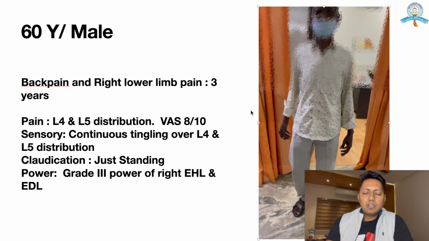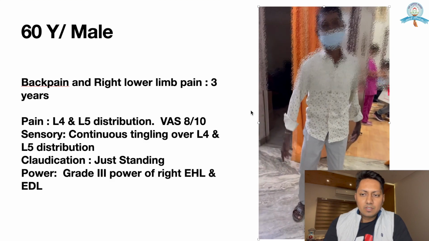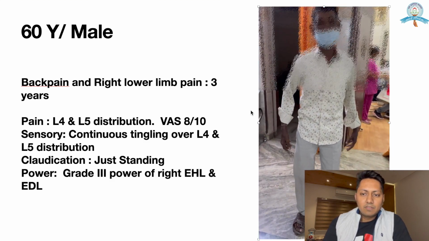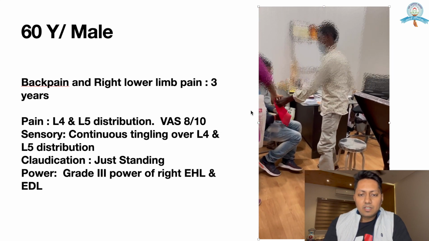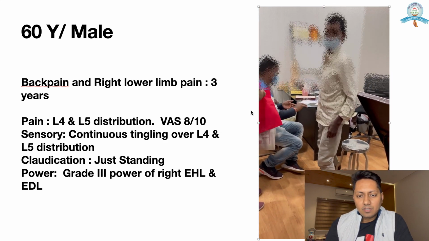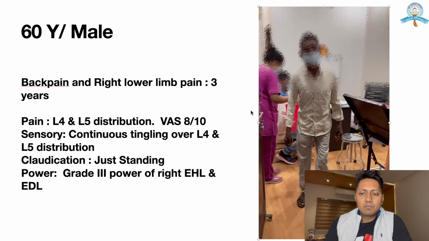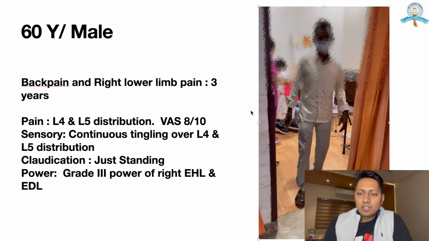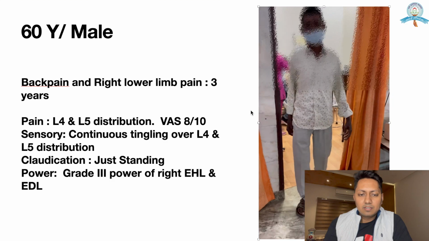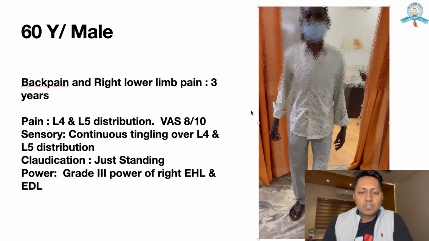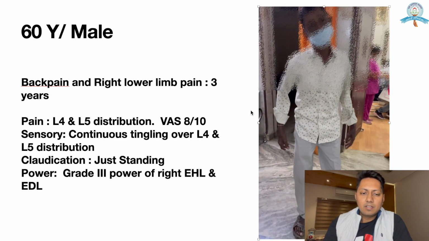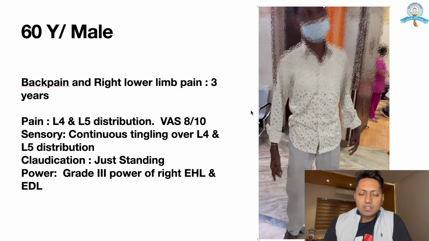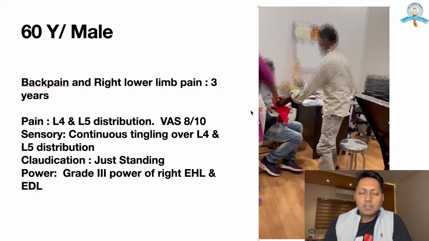Pain was basically in L4 and L5 distribution. Visual analog scale of the pain was 8 out of 10. Sensory, there was a continuous tingling and numbness sensation over the L4 and L5 dermatomal distribution. Claudication, as I mentioned, was just as he started to stand. Power was grade 3 in the right side of EHL and EDL, and there was wasting of anterolateral compartment of his leg muscles.